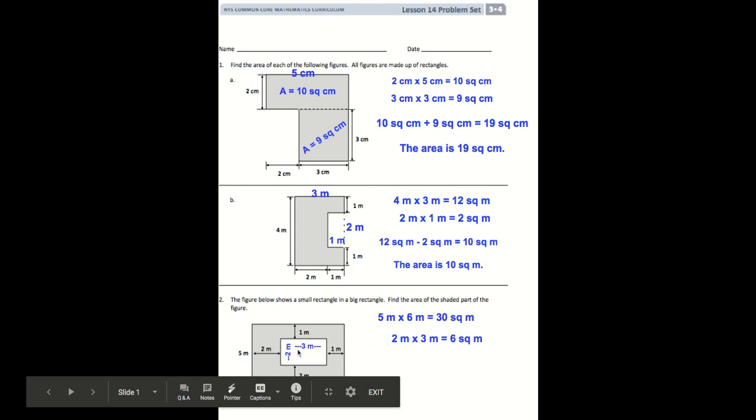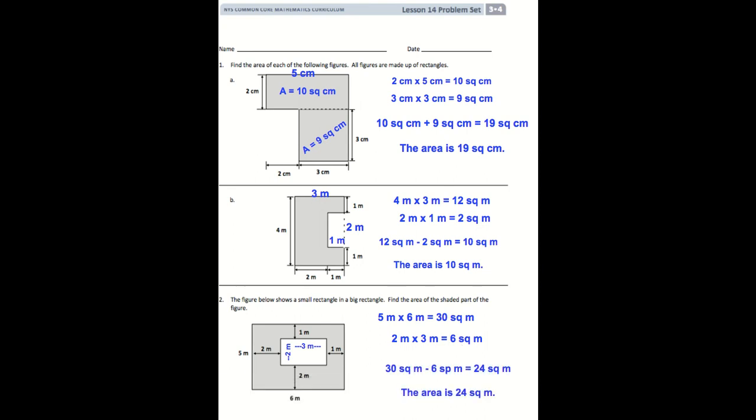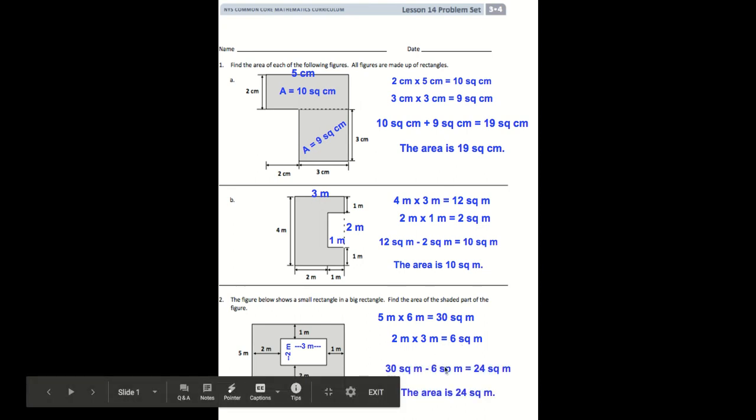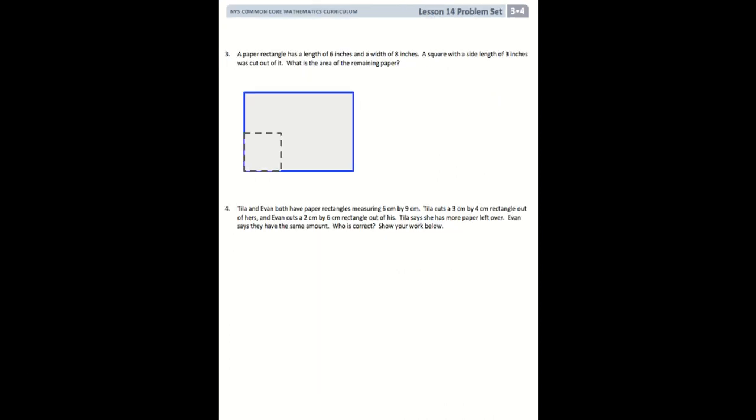And then we have to find the area of the white. 2 meters times 3 meters equals 6 square meters. And then we have to subtract. 30 square meters minus 6 square meters equals 24 square meters. So we have to subtract this white rectangle. So the total area is 24 square meters. Now we're going to flip our page and go to the next one.